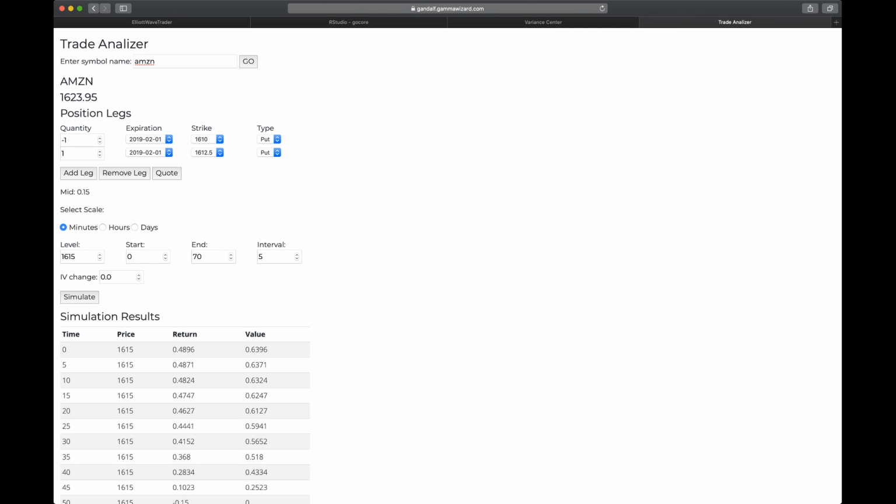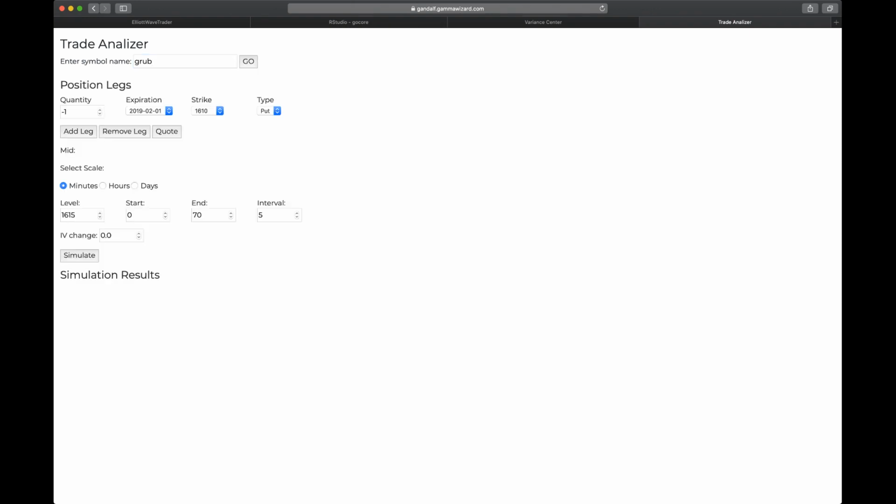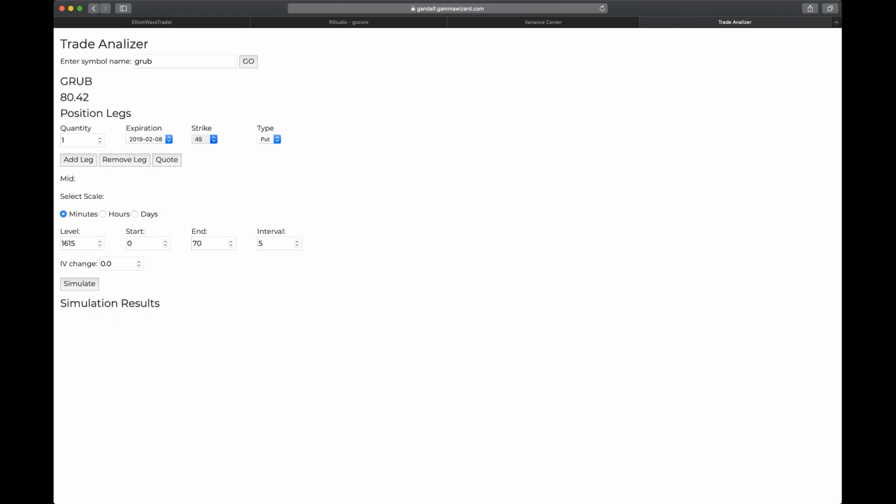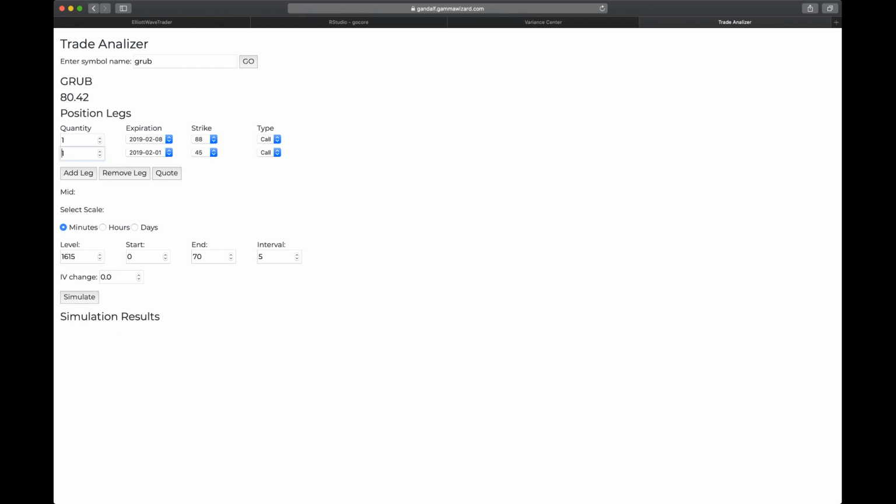Let me do another test so you can see what the IV change thing is for. So we can do like GRUB. I got a request for it, and let's look at a vertical call spread for next week around 90. So let's buy the 88 call, and let's add another short leg, so -1 here for the 90 call, and let's quote it. So it is around 47 cents right now.